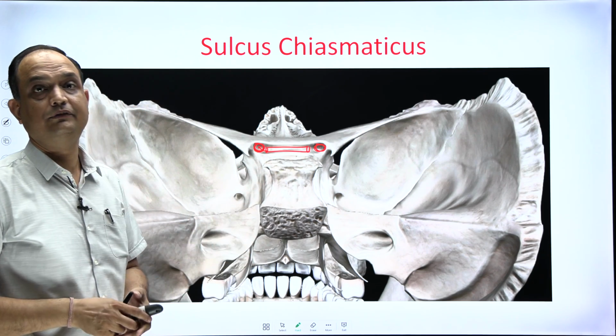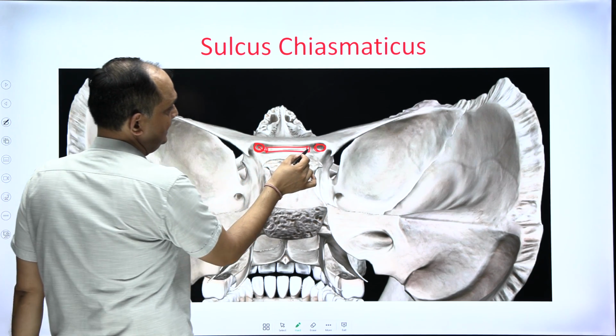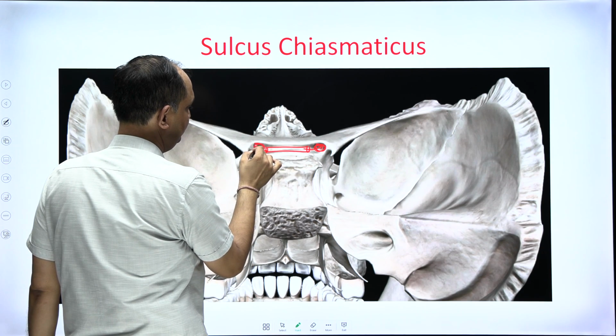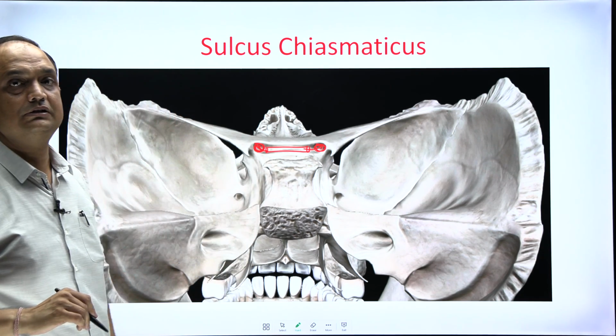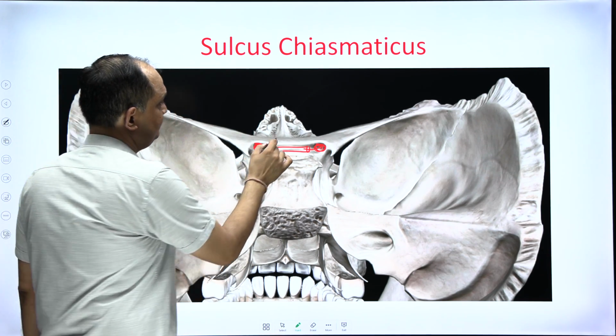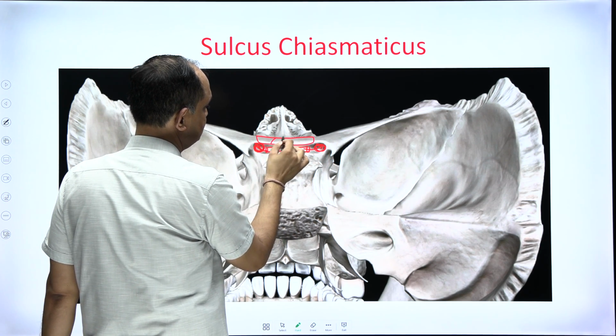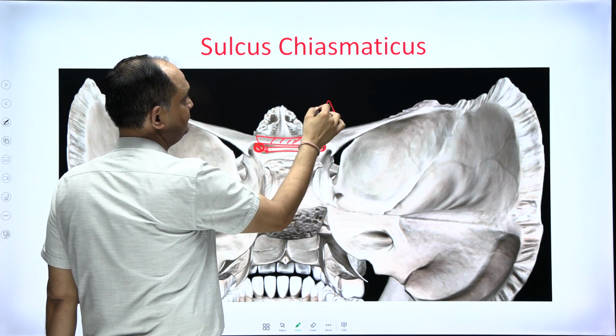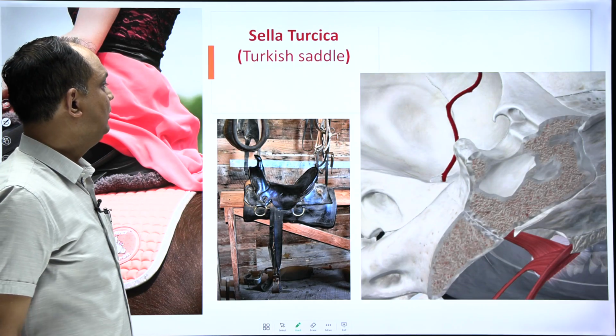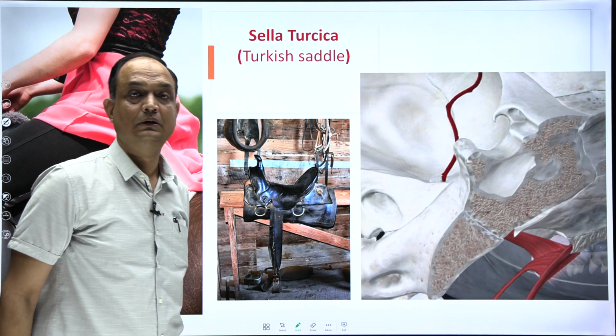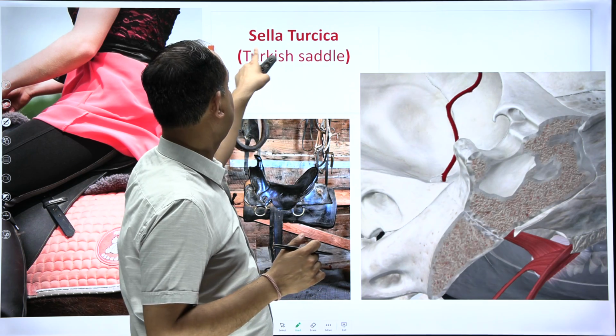And how to identify the sulcus chiasmaticus? On both sides it continues with a canal known as the optic canal. And this flat area anterior to this sulcus is known as the Jugum Sphenoidale. Clear? Now there is a third structure in the midline, the Sella Turcica.